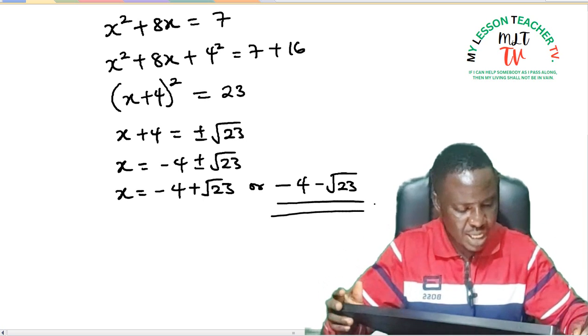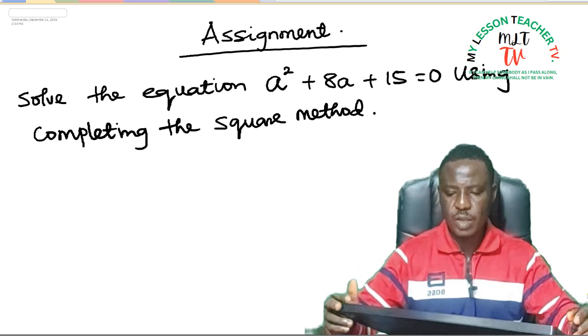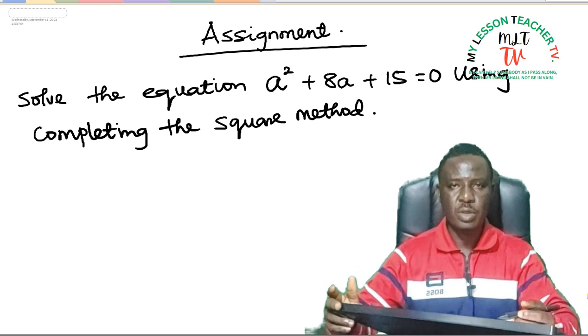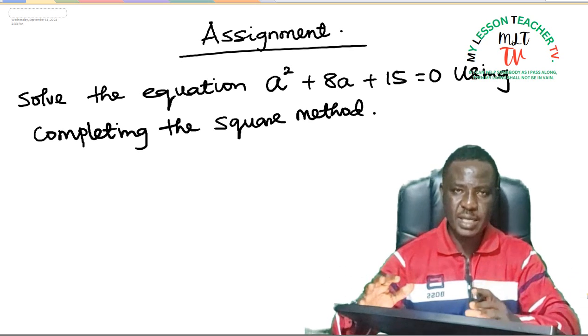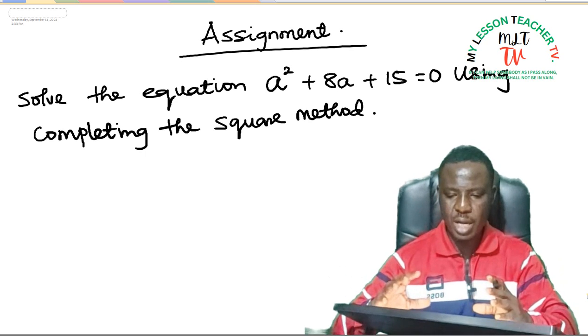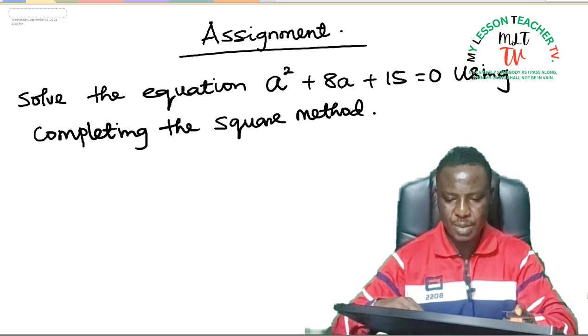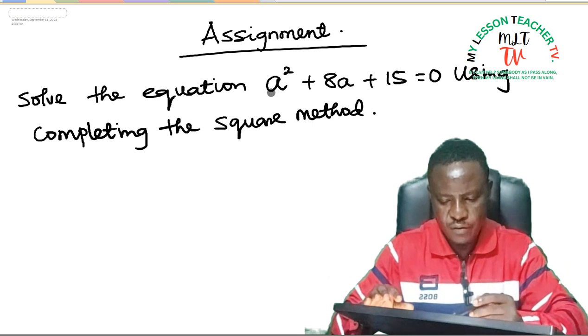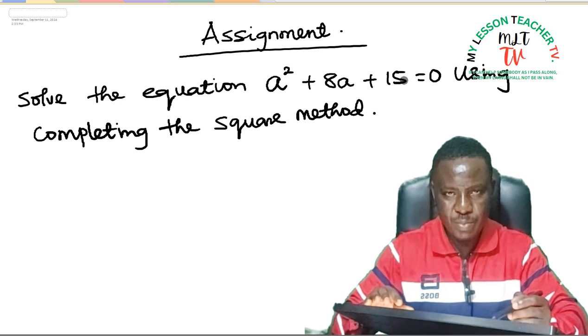Before you go, let me leave you with this assignment. You're asked to solve the equation a squared plus 8a plus 15 is equal to 0 using completing the square method. So I have already solved 3 examples for you. So all you need to do is just to follow them up and see how you can use them in solving this assignment. Now what you will do is ensure the first term is a perfect square, which actually it is. Since the last term, the constant term, is not a perfect square, you move it to the other side of the equation. Moving it to the other side of the equation, it becomes minus 15.